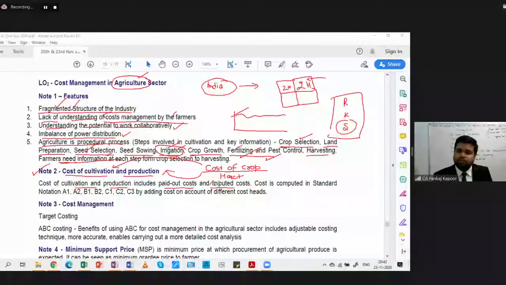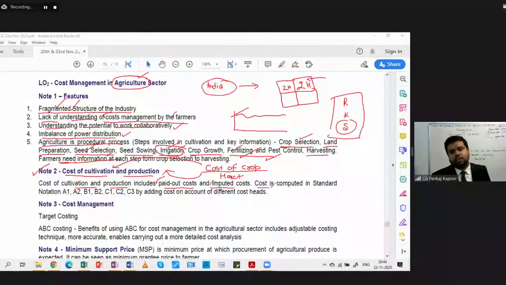The family members of the farmer are also involved either in labor or in the management of the activities. Hence, the family members are not working somewhere else. They are losing their money there. Hence, the opportunity cost needs to be considered. So it's not only the cost which is incurred out of pocket by the farmer. Sometimes the imputed cost is also there.